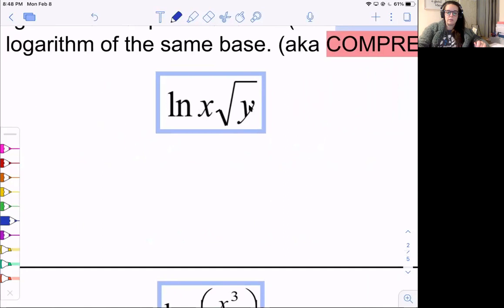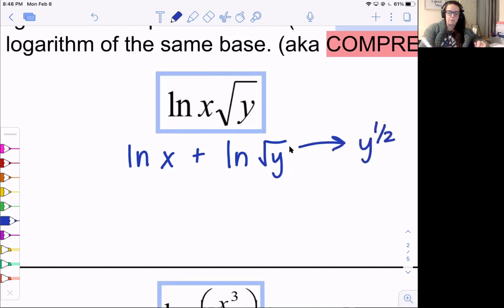There are two variables, so I'm going to have two logs. I know that this is the ln of x, it's multiplication, so I'm going to use addition, and the natural log of square root of y. Remember that square root of y can be written as y to the 1/2 power, right? So I'd have ln of x plus ln y to the 1/2 power.